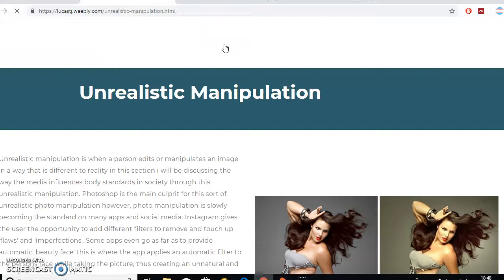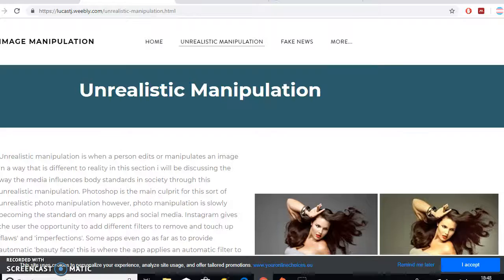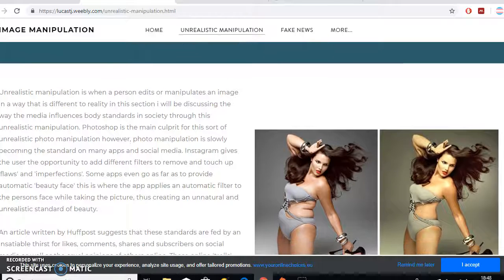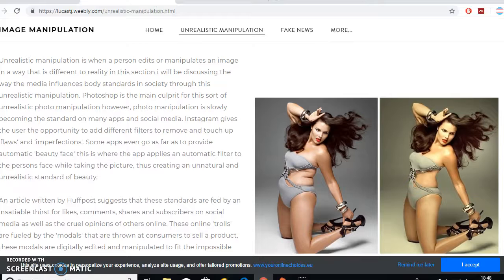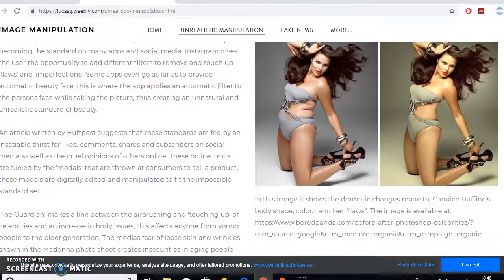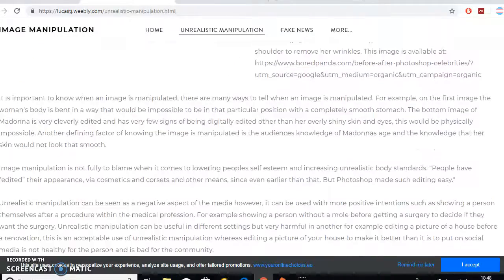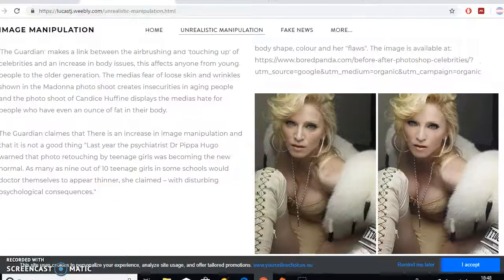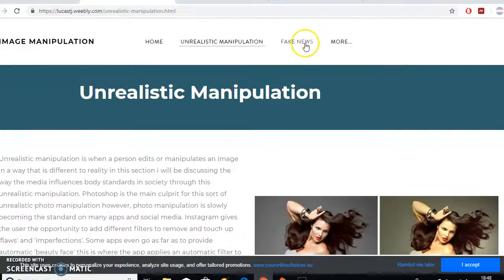Then we go on to unrealistic manipulation, mainly focusing on how images are manipulated in a way that is unrealistic. So properly focusing on unrealistic body standards and the way the media creates unrealistic images of people in general, but this one mainly focuses on women.